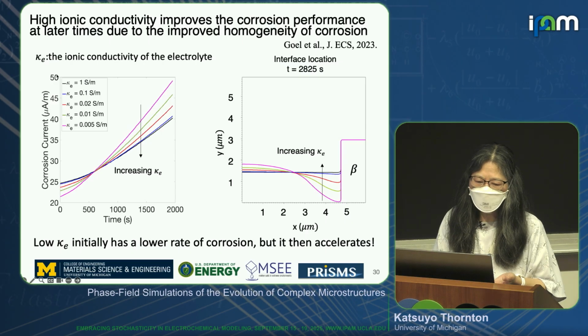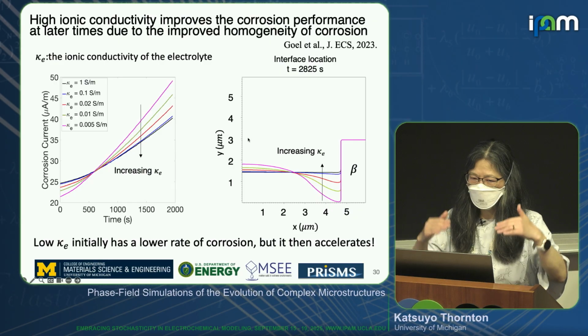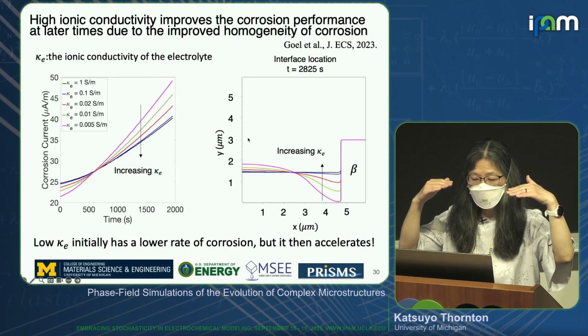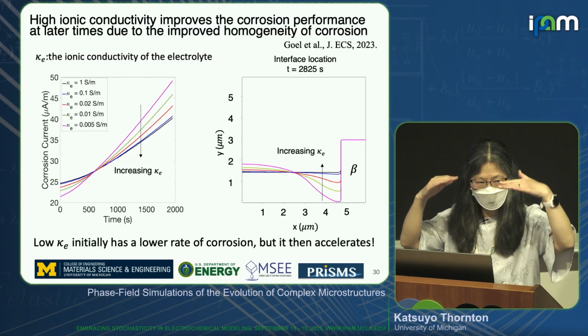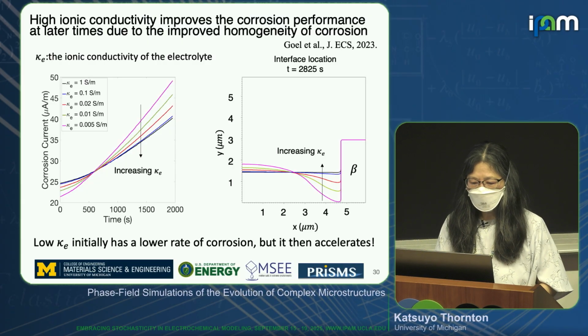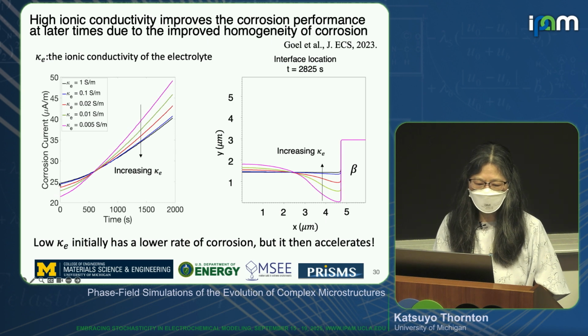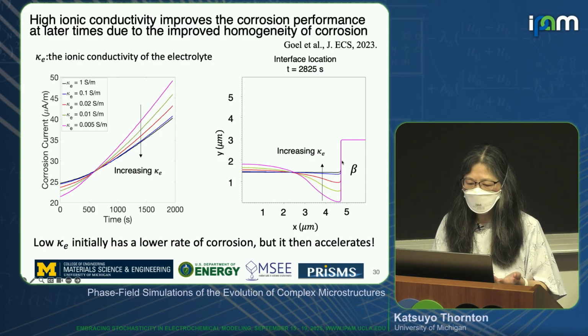When you have the higher ionic conductivity, the alpha phase surface is just receding uniformly, just corrodes uniformly. Because of that, you have a higher rate to start with, and then with time it also increases because there's going to be more beta phase surface that's exposed to the electrolyte.